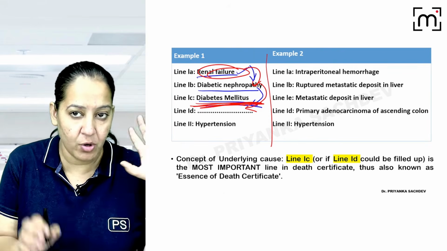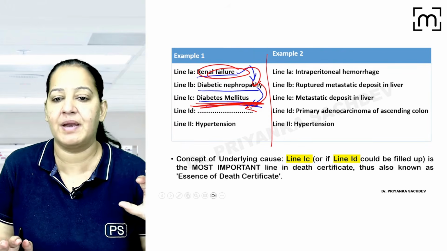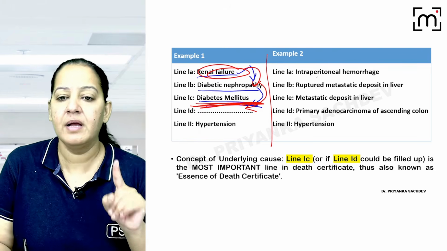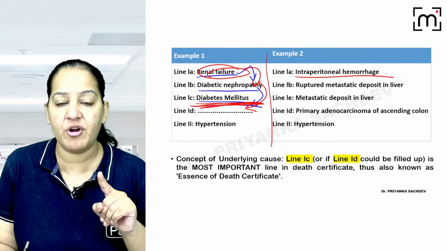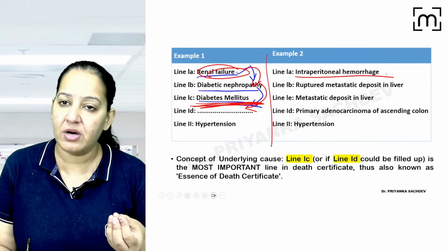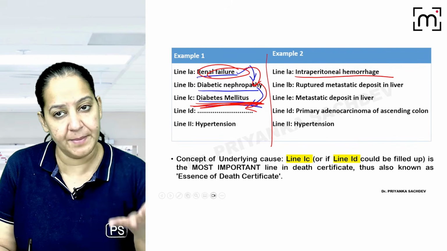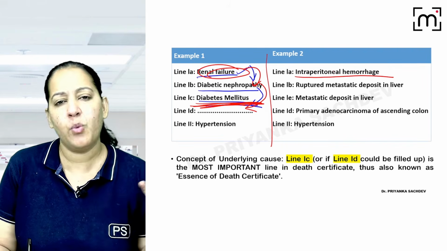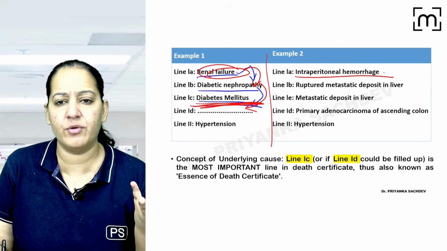So the main cause of death is diabetes mellitus. Coming to the second example, there is a person who died because of intraperitoneal hemorrhage. Suddenly the person started bleeding. There is an intraperitoneal hemorrhage and bleeding, and the person is dead. But why did the person have intraperitoneal hemorrhage?